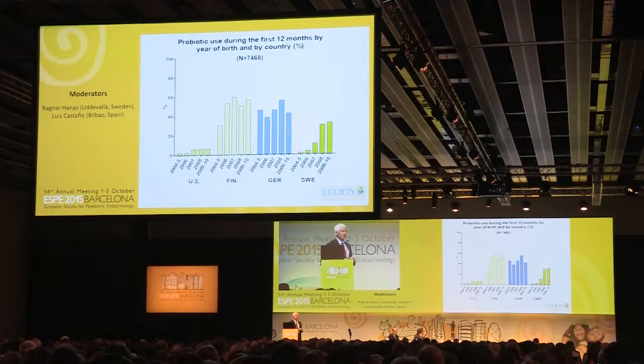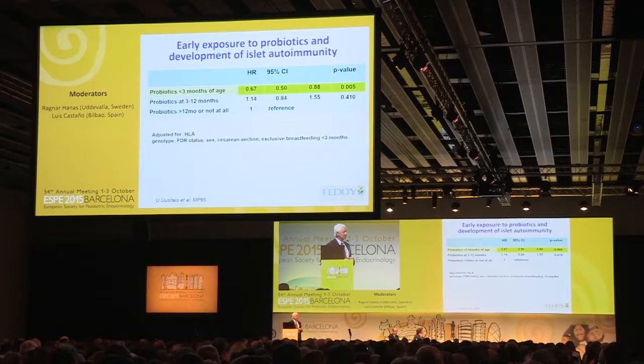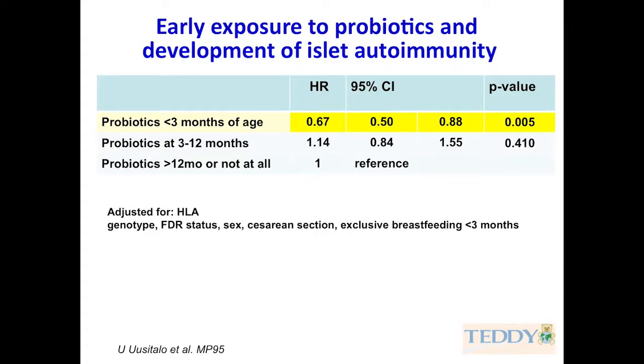So TEDDY had a great opportunity to look at the potential association between exposure to probiotics and type 1 diabetes. And here it is. It has to be confirmed, but it looks like if you give any probiotic to a child, mostly in Finland or Sweden, in the first 3 months of life, it's associated with a much lower, 30% lower risk of developing islet autoantibodies. Giving it after 3 months of age, or even more after 1 year of age, makes no difference.